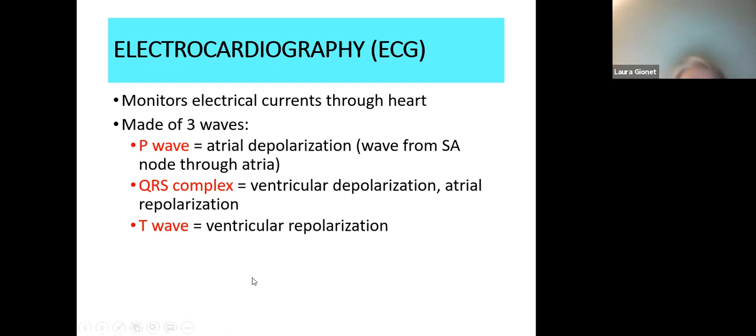Okay, so then we're going to look at electrocardiographs. This monitors the electrical currents through the heart. You have different sensors placed either across the chest and/or on hands and feet. Each sensor gives its own individual perspective of the changes of voltage across the membrane of cardiac muscle cells. Each sensor has a different point of view of what's happening in the heart, as if you were looking at the heart from your right hand or your left hand.